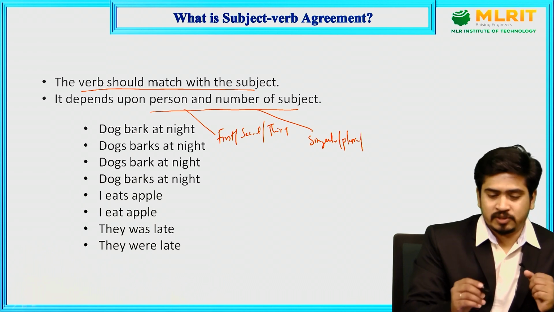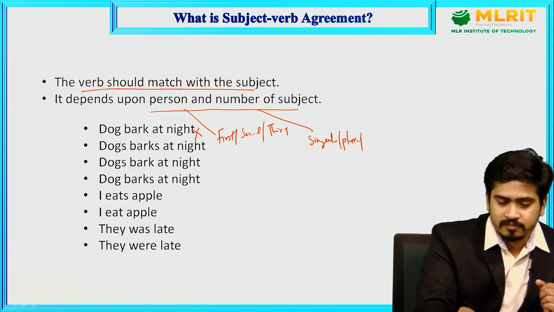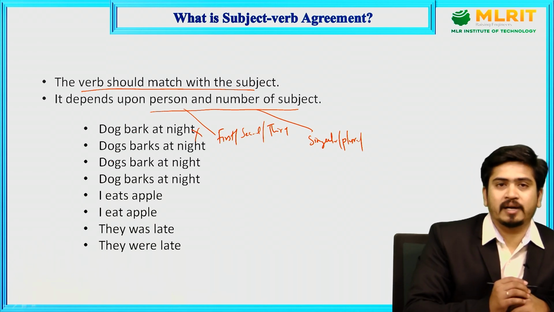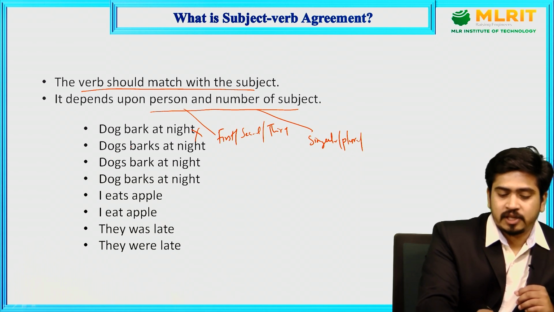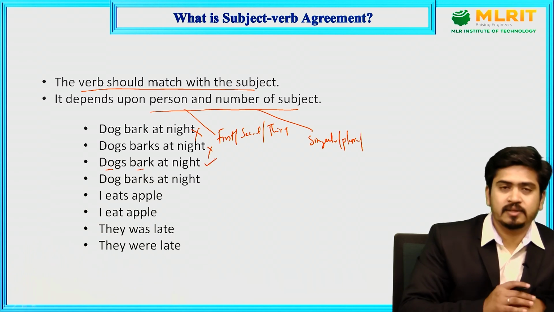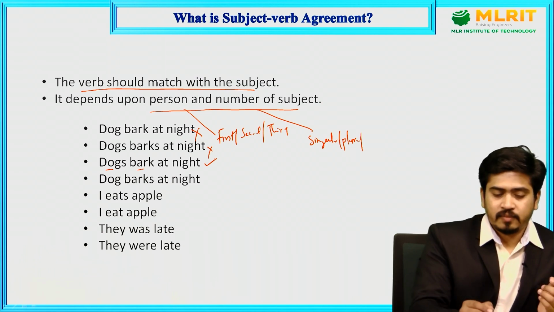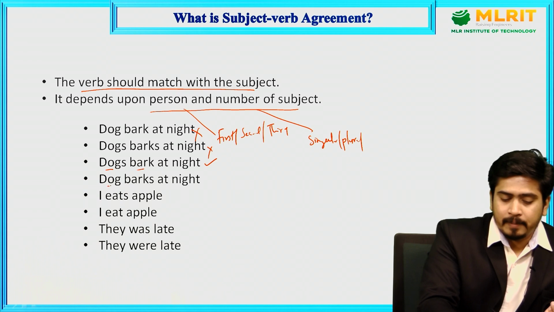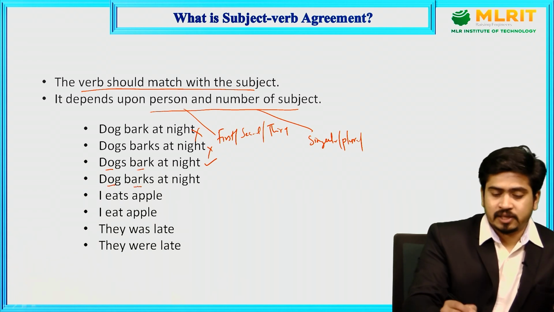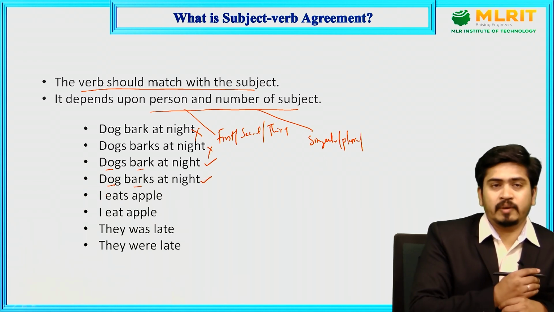Now, if you see the examples here, "Dog bark." As per English usage, this is wrong. "Dogs barks." Here, this subject is not agreeing with this verb, so it's wrong. "Dogs bark." This subject is agreeing with this verb. This is correct. Now, how this is correct, we are going to discuss in the rules later. "Dog barks." Even this is correct. The subject is in agreement with verb.